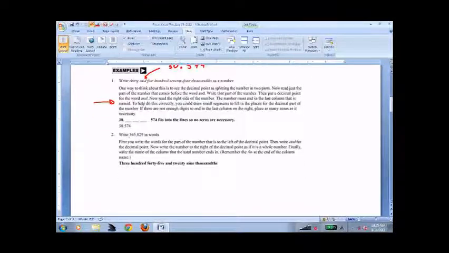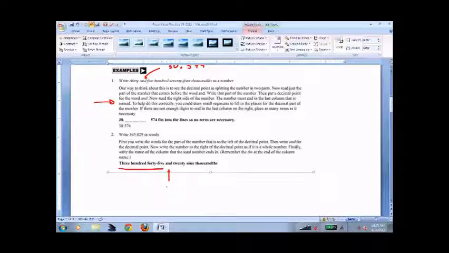Write 345.029 in words. Well, that's 345. That's easy. And for the decimal point, "and" 29 thousandths, because there's no tenths. There's no hundredths. There's thousandths. So we say 29 thousandths. This is very confusing, but again, not too bad. Pause the recording, make sure you read it, make sure you understand it as best you can.